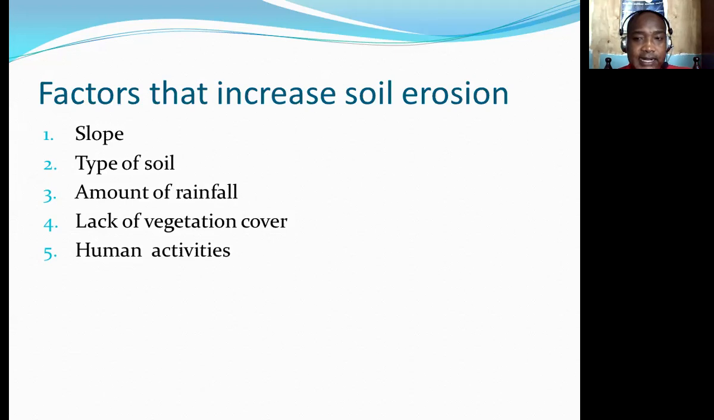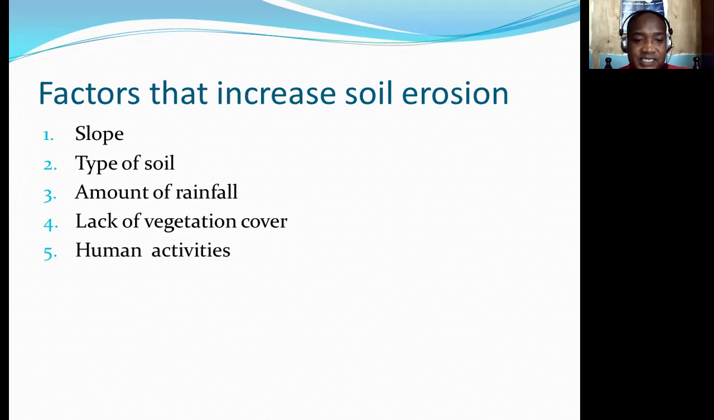Four, lack of vegetation cover. Soils without vegetation cover are exposed to agents of erosion, hence easily eroded.